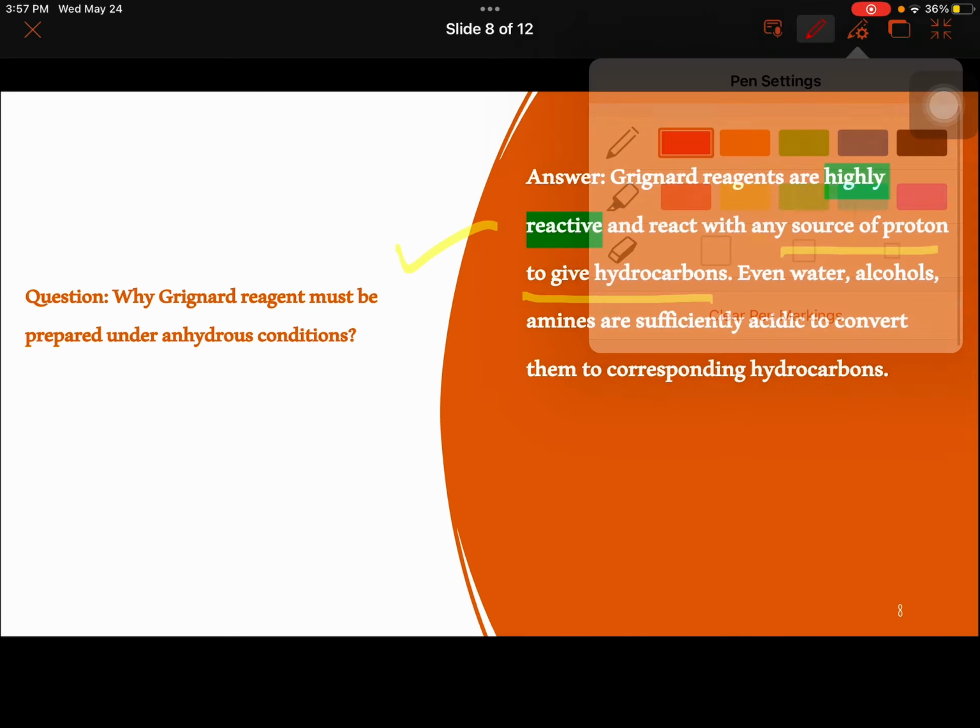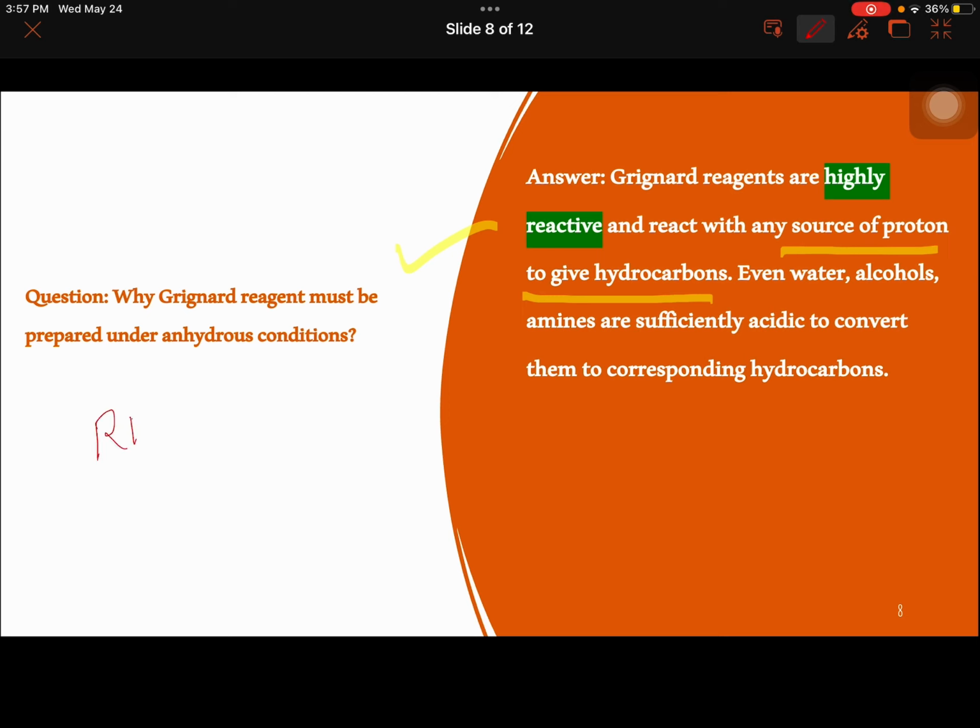So if I have this RMgX, see the nature of this R group. Generally we write RX, and it is fixed in our minds that R is positive and X is negative. But here R is making a bond with magnesium. Magnesium is a metal, so R will have the negative charge here, and magnesium, being a metal, is always electropositive in nature.